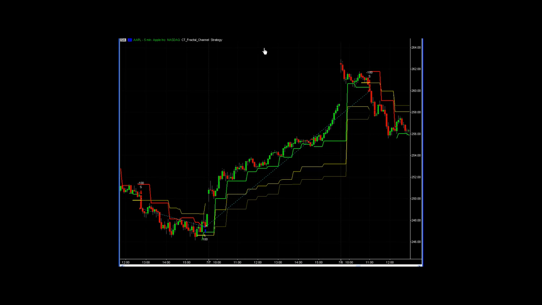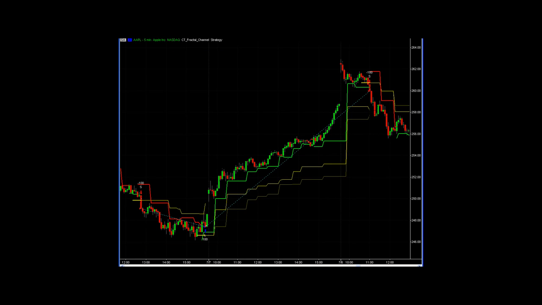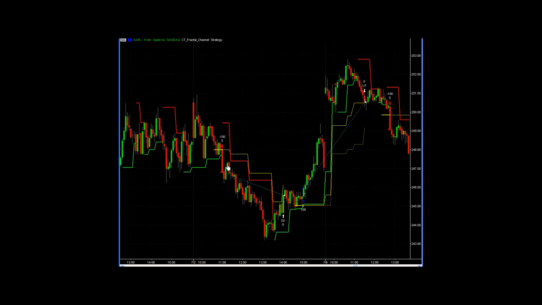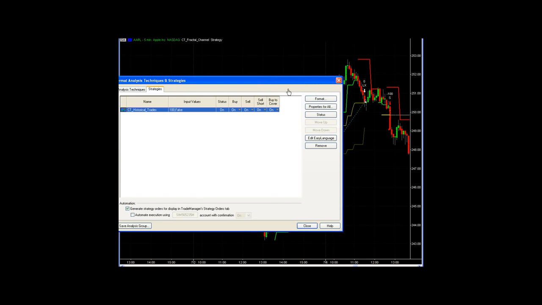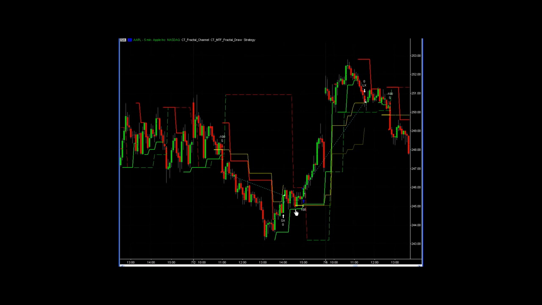So let's look at this example here where we'll actually bring up the performance report. We'll show you a few of the trades first so you can see it. Basically over here, and we'll show the multiple time frame fractal as well, because that was used. A 20-minute fractal was used in addition to the 5. So here's the 5-minute with the suggested stop loss placement. Here's the 20-minute, and you can see that it reverts here.